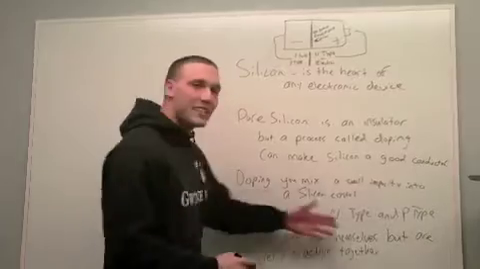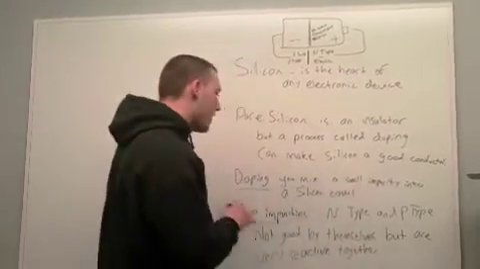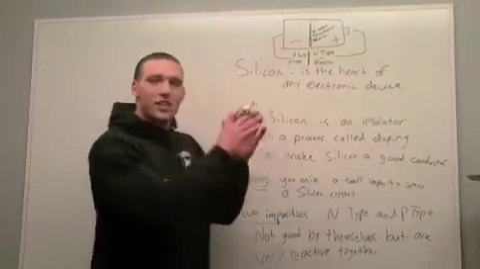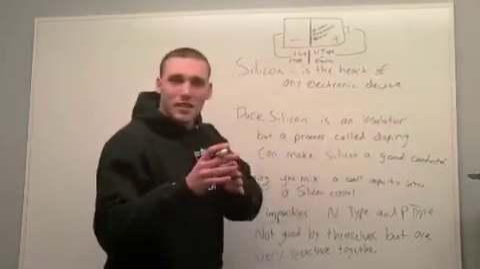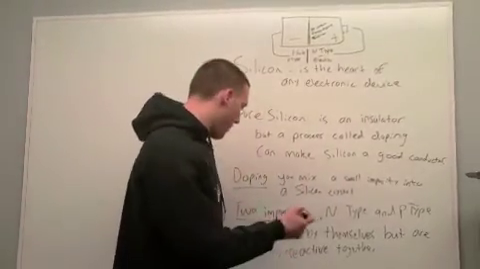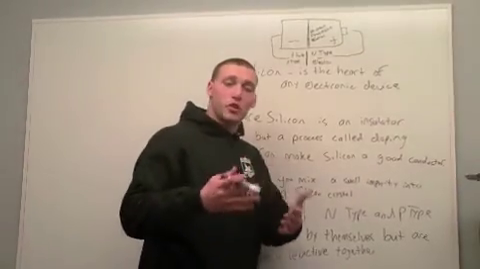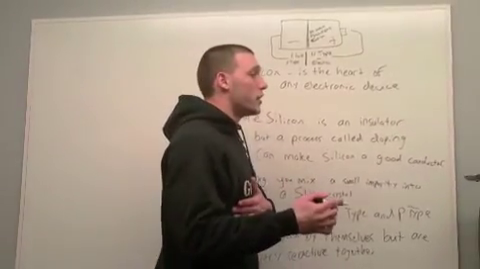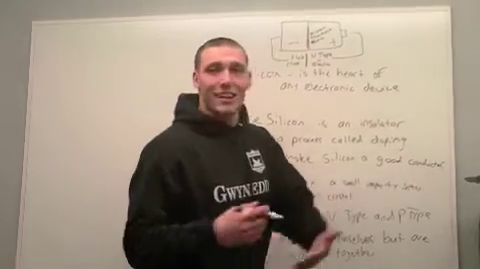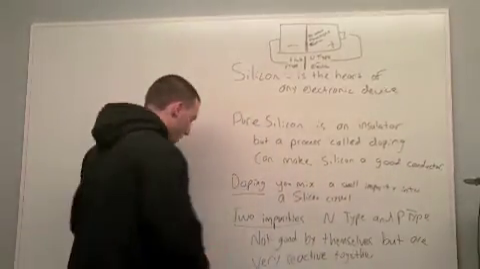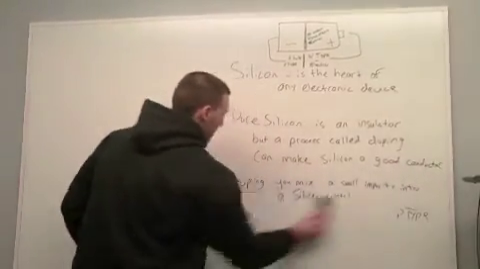Two impurities are N-type and P-type. They're not good by themselves. You can't just have N-type and you can't just have P-type. But together they are very reactive and they can produce a good electrical current which helps store data in an SSD card.